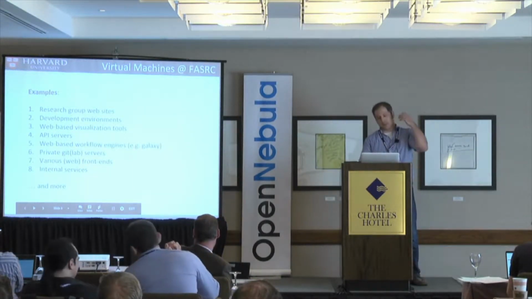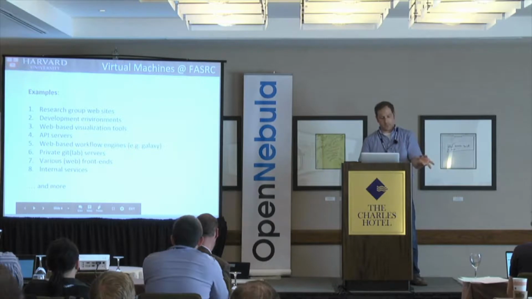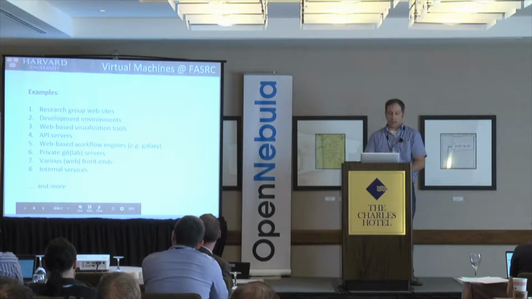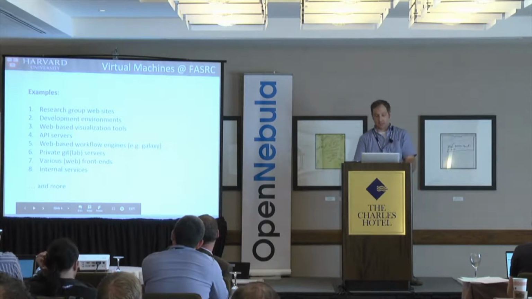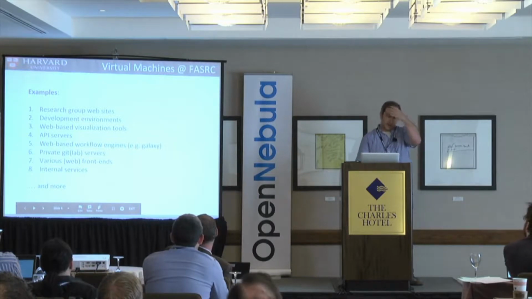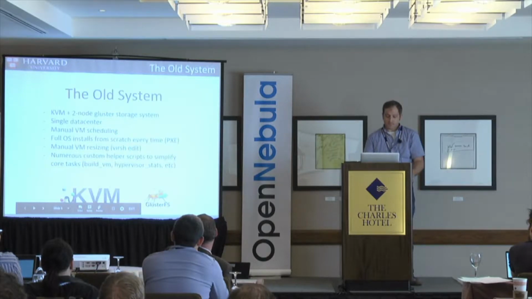Some examples of this: the typical thing of I need a website, so we do research group websites. Sometimes we want a development environment for converting the code we're developing from the development environment to production. There's a whole plethora of web-based visualization tools, different types of API servers, web-based workflow engines such as Galaxy. We have private GitLab servers, various web and non-web front ends to various systems, including a fish tank, believe it or not. We do all kinds of things. And then obviously we use VMs internally to power a lot of services on demand.